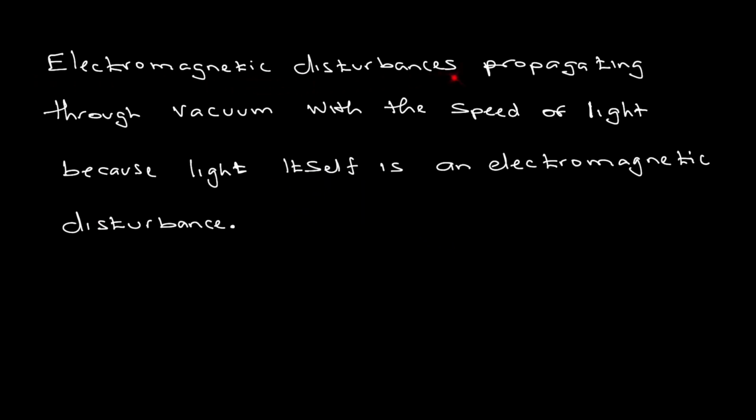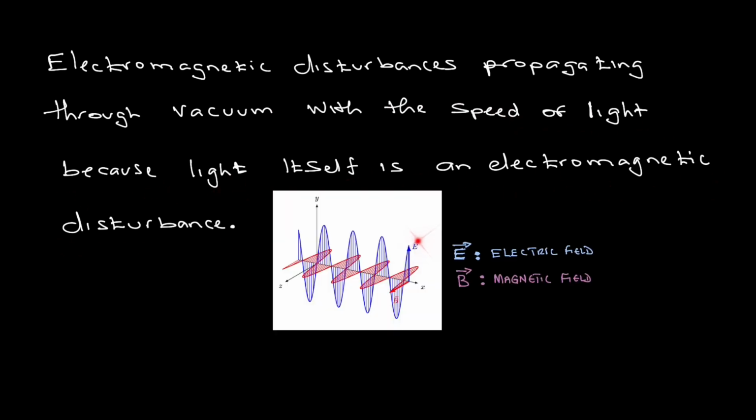Electromagnetic disturbance propagates through vacuum with the speed of light, because light itself is an electromagnetic disturbance. E here is the electric field moving up and down. We've got the B here, which is the magnetic field moving perpendicular to the electric field.